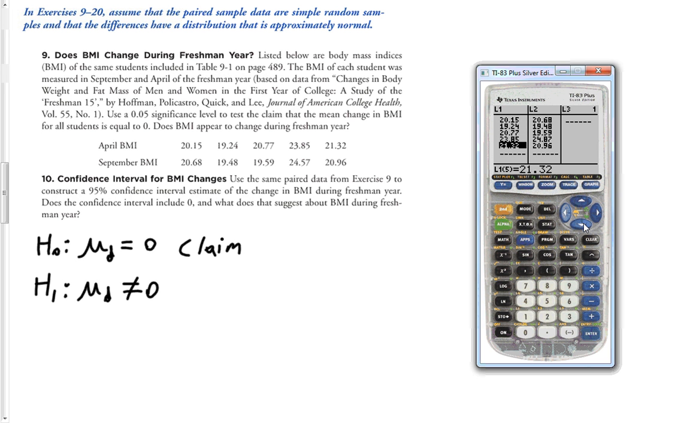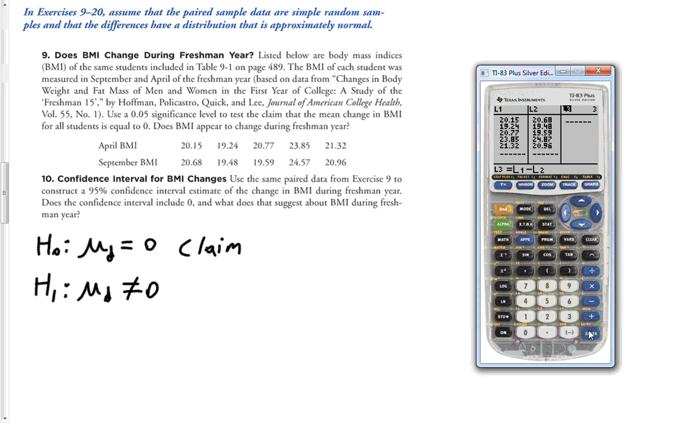Now that I have all my BMIs from both data sets in list 1 and list 2, I'm going to prepare the data by going to list 3, highlighting L3, and telling the calculator to make list 3 equal to second list 1 minus second list 2.